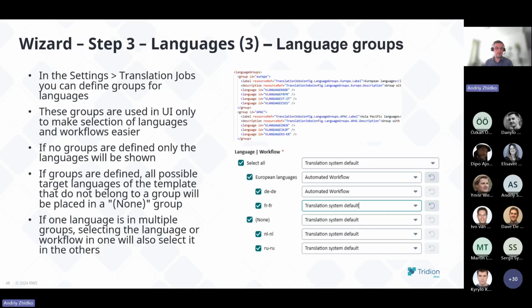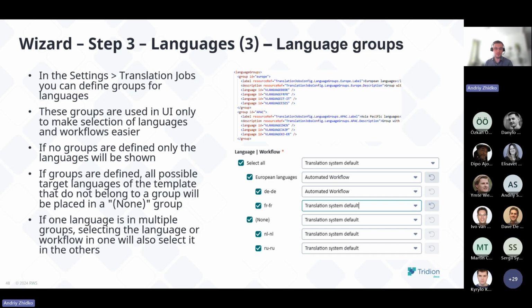And in another case, the behavior is the same. As I already mentioned, you can specify language groups, for example, European or Asian, that will simplify your selection. So in this case, if you did specify a language group, additionally to the possibility to select a workflow for all the languages, you can set the workflow for a language group. You have an option to undo that in case you changed your mind.